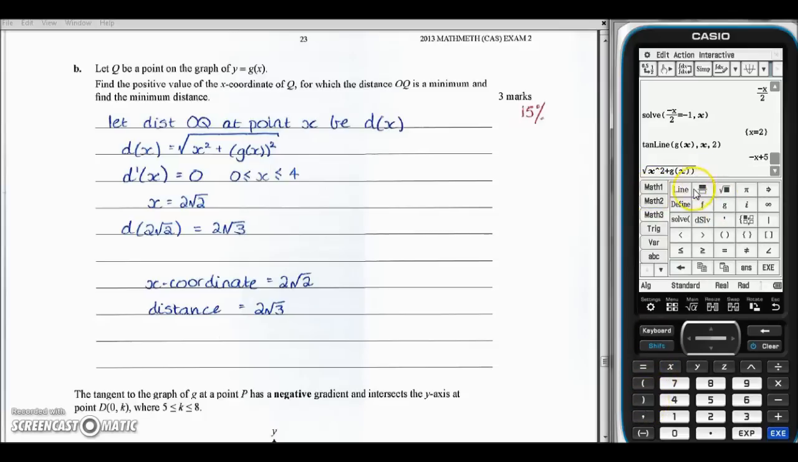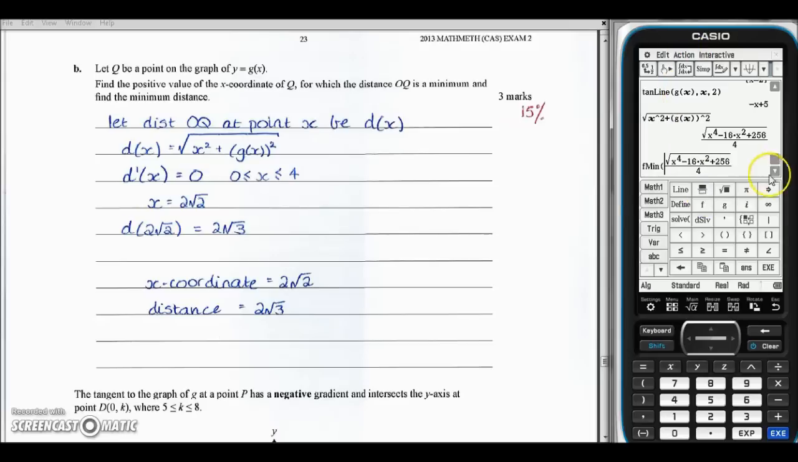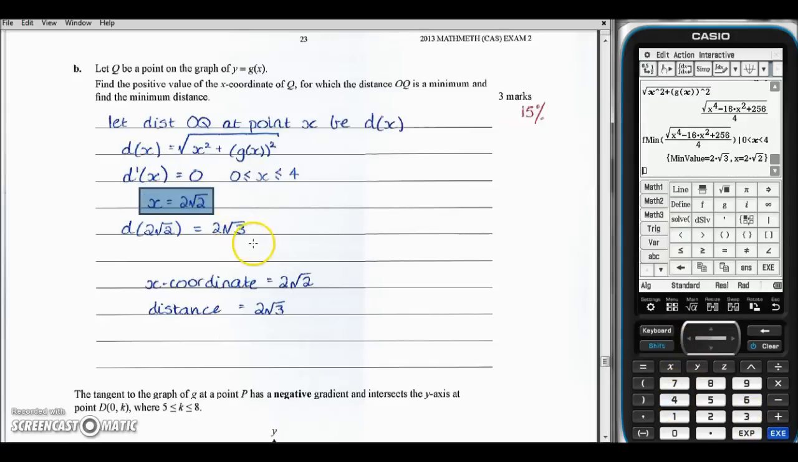I might just put an extra bracket around here just to make sure. So that squared, and that is my distance, that is my d of x. Now I want to find where that's a minimum. So again, we can have a try at using fmin, where x is between 0 and 4. And that should answer the rest of the question for me, which is x is 2 root 2 and the distance is 2 root 3, and that gives it all to me there.